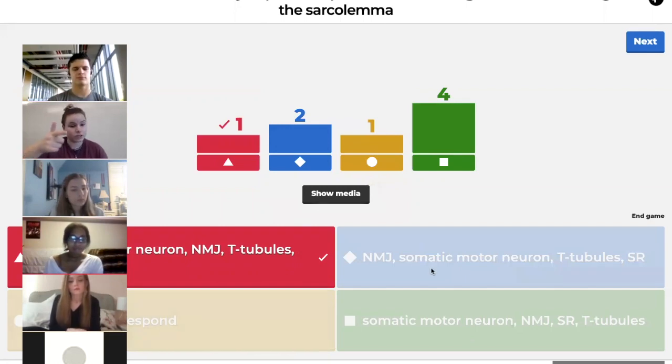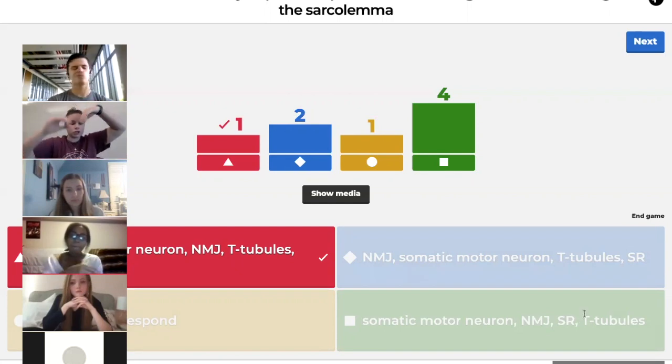Okay, we need to work on our path. So our somatic motor neuron goes to our neuromuscular junction, which will then go into our T-tubules and then our sarcoplasmic reticulum. It looks like we had a lot of trouble with the T-tubule coming before our sarcoplasmic reticulum. So we've got the muscle fiber, right? Our T-tubule goes down, and as the signal goes down, then it can go through the sarcoplasmic reticulum, right?